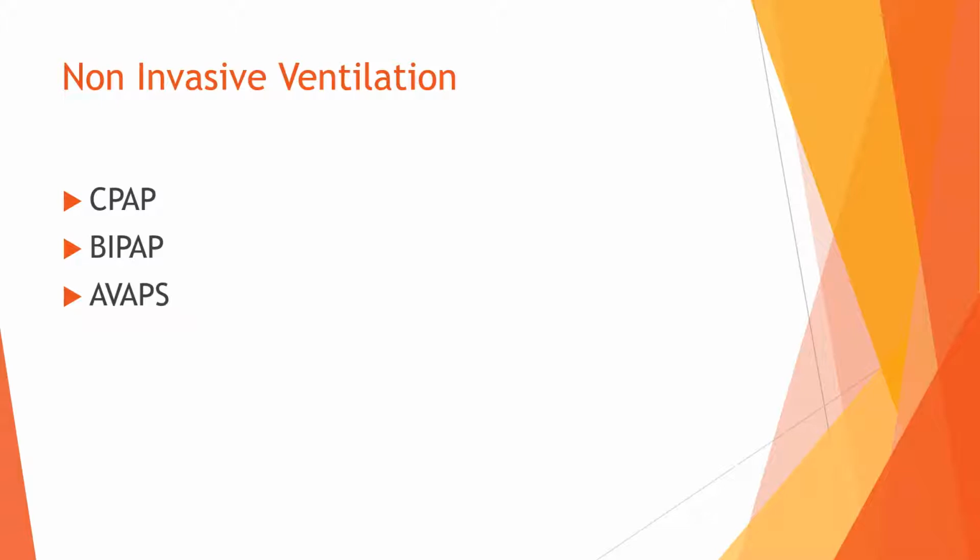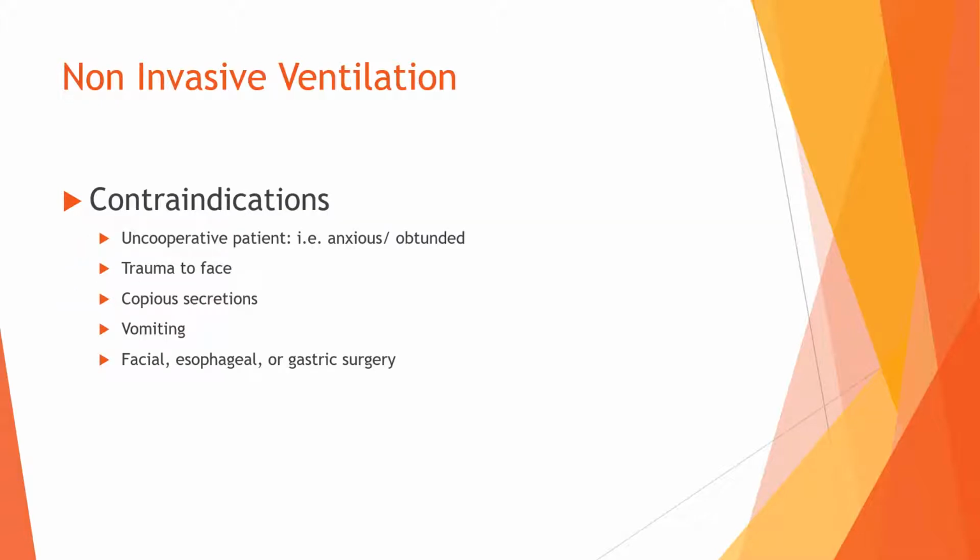Now, other than invasive mechanical ventilation, there is non-invasive mechanical ventilation, which includes CPAP, BiPAP, and AVAPS. Before we go into each one of those, we must look at the contraindications of non-invasive ventilation. The first one is if there is an uncooperative patient. This could be anything from an anxious patient to an obtunded patient. Second is physical trauma to the face. Third is if a patient is having copious secretions. Fourth, if a patient is vomiting. And fifth, if they've had any surgery that's going to affect the airway, such as facial, esophageal, or gastric surgery.